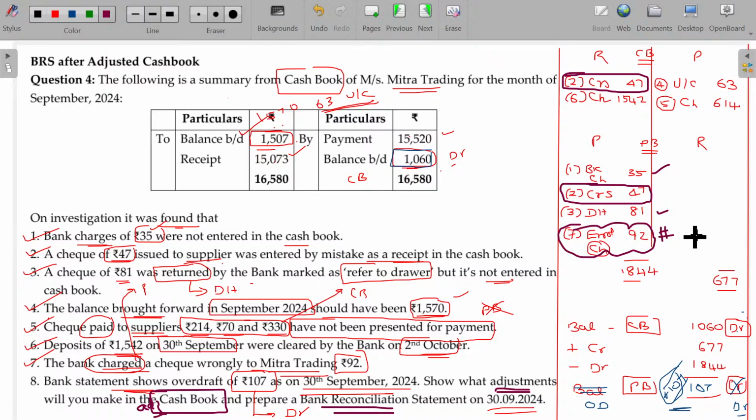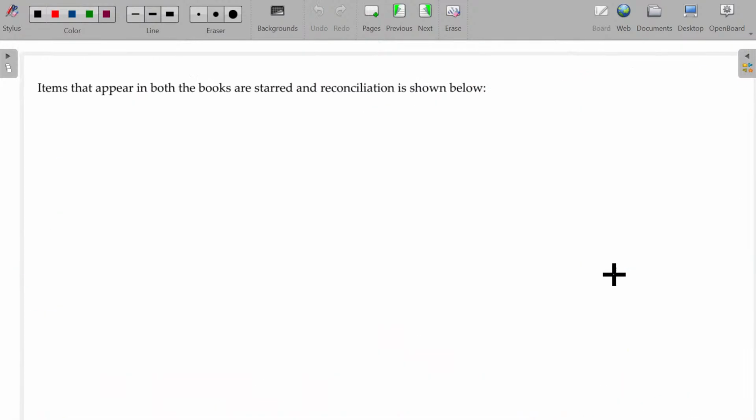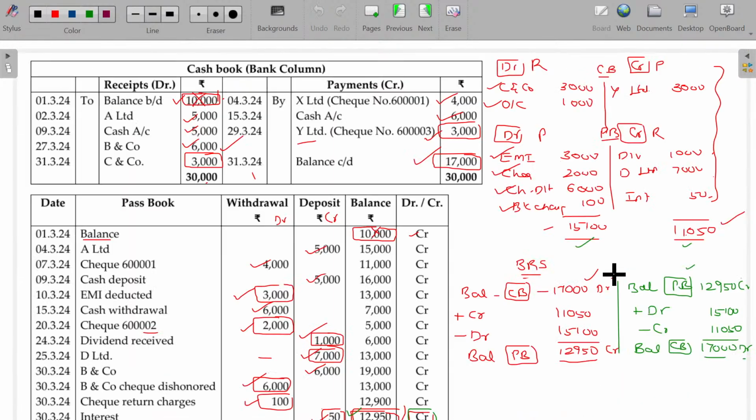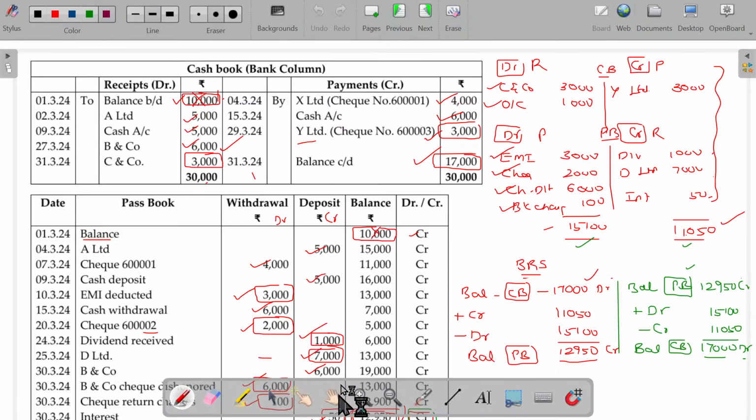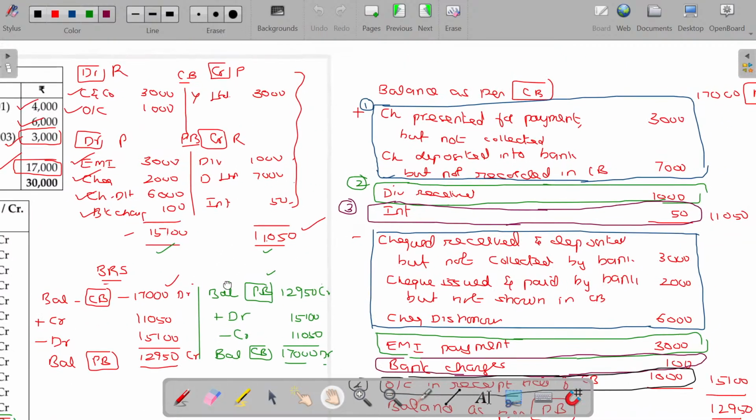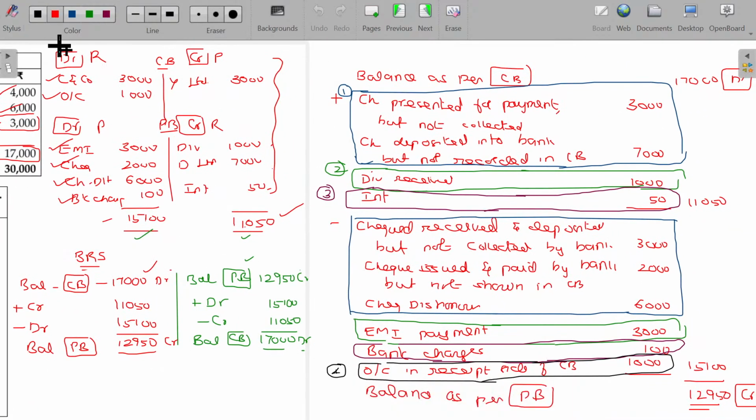So, highlight this. This will fall under BRS, right? Hope you will now be able to see which will come under BRS and which will not be shown in the BRS to the boss. See, in the very first case, this illustration. BRS is okay. Showing that overcast in the receipt side of the cash book.